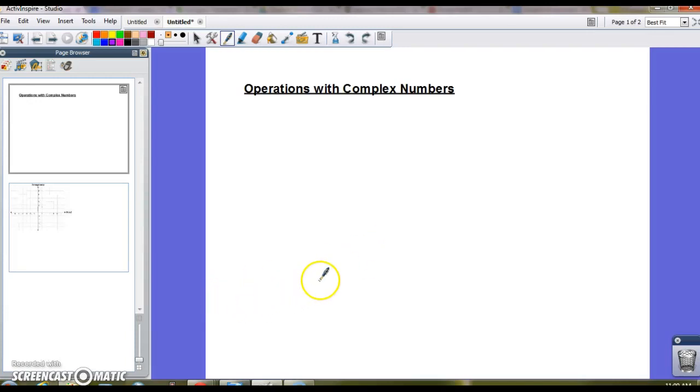Hi everyone! Today we're going to talk about operations with complex numbers. We started talking about complex numbers in that last unit, and we said a complex number has a real component and an imaginary component. So for example, 2 plus 5i is a complex number. 3 minus i is a complex number, right?